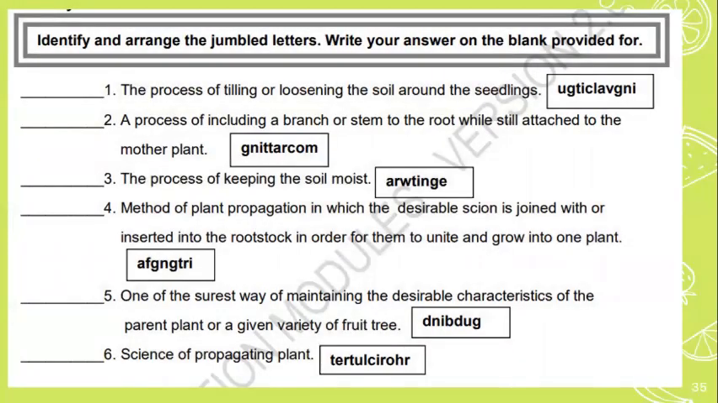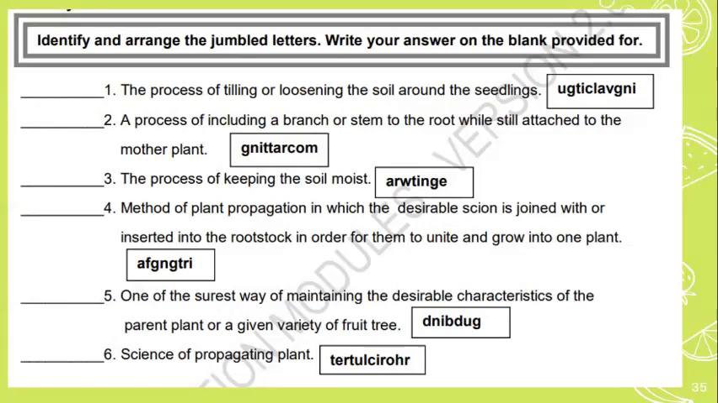So please prepare your activity notebook and pen. For the direction, you have to identify and arrange the jumbled letters. Write your answer on the blank provided. Since you are going to write your answer on your activity notebook, take note we have a 10-second rule.